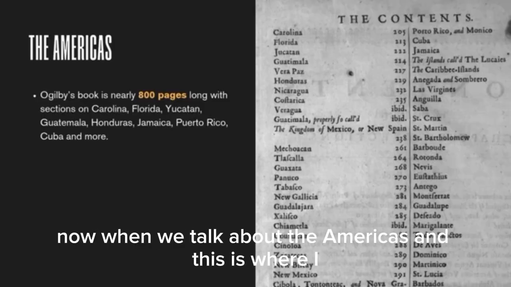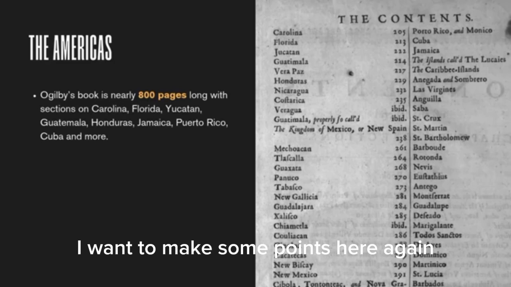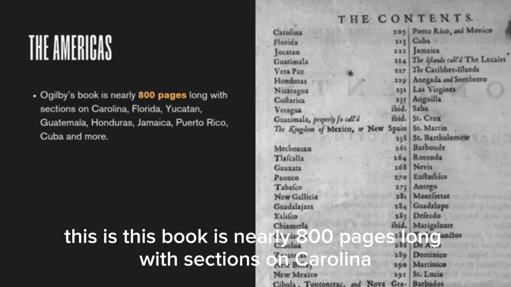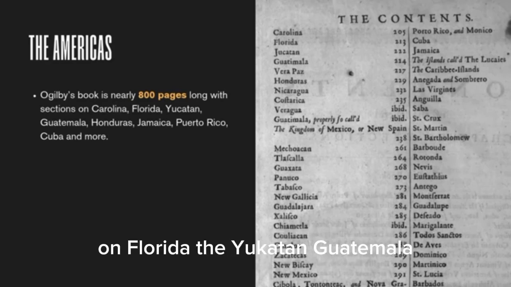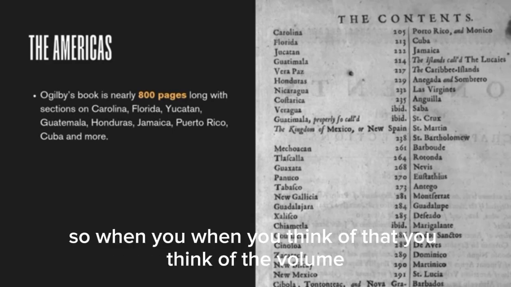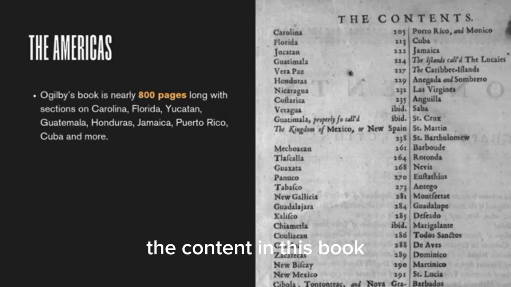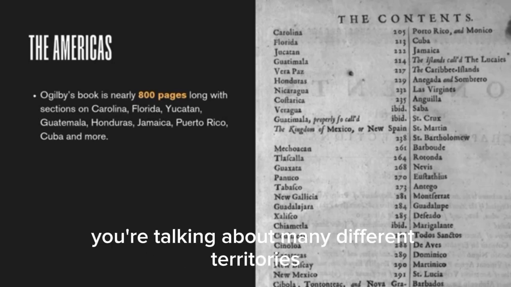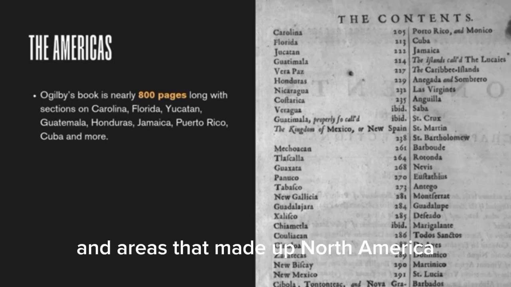Now, when we talk about the Americas, and this is where I want to make some points here. Again, this book is nearly 800 pages long, with sections on Carolina, on Florida, the Yucatan, Guatemala, Honduras, Jamaica, Puerto Rico, Cuba, and more. So when you think of the volume, the content in this book, you're talking about many different territories and areas that made up North America.